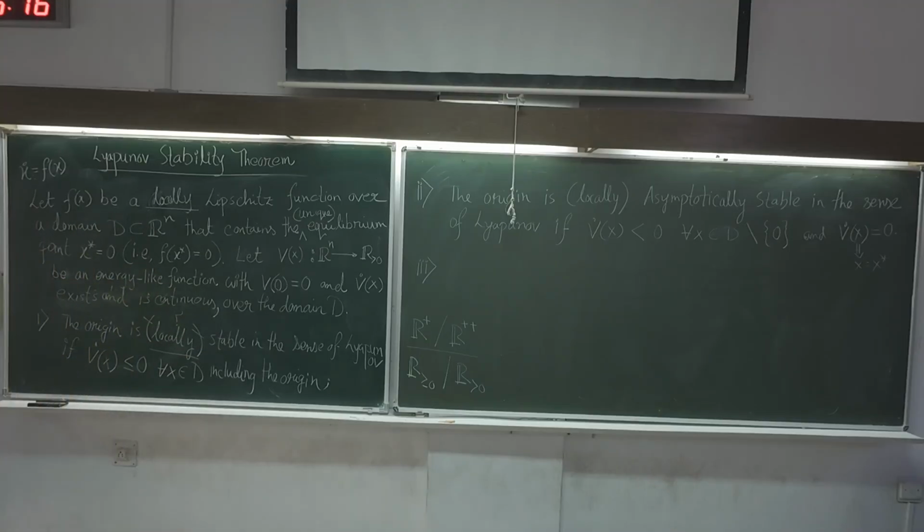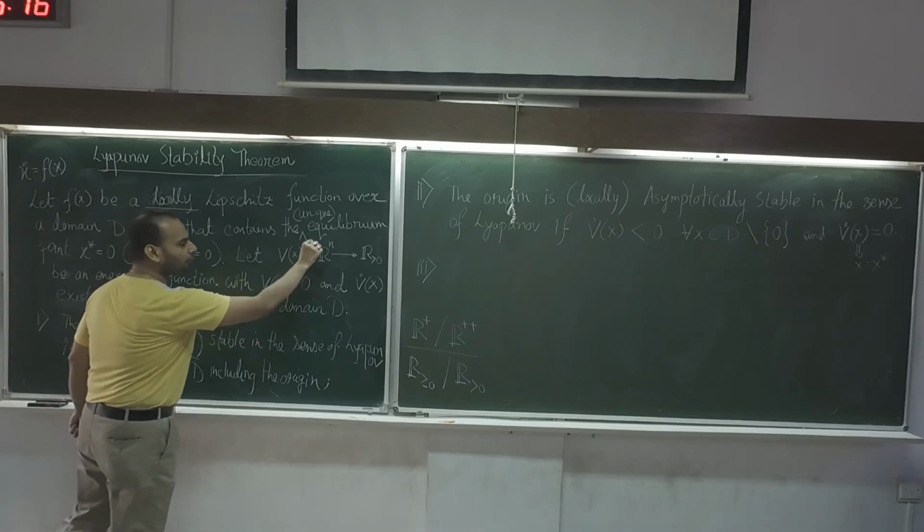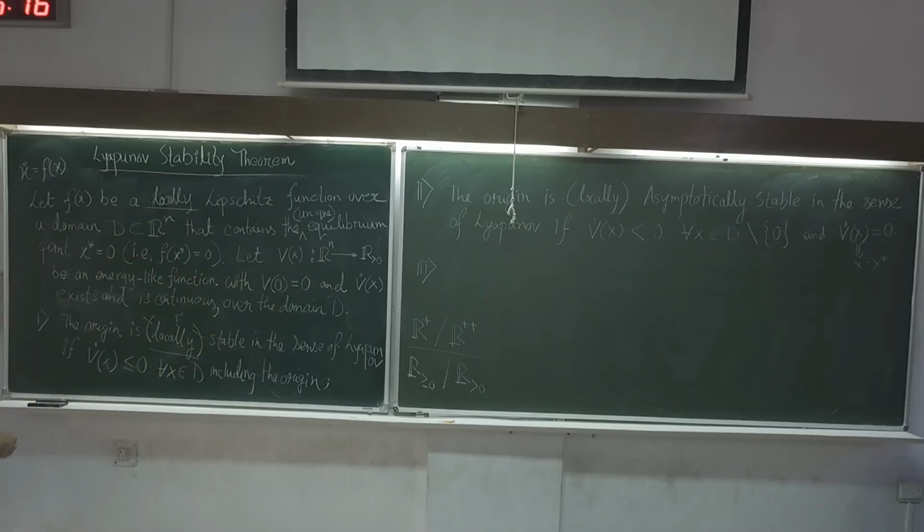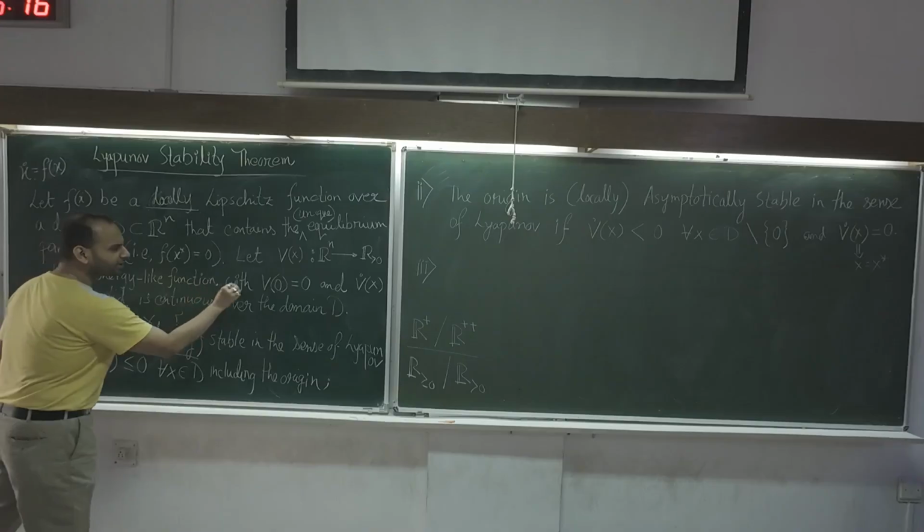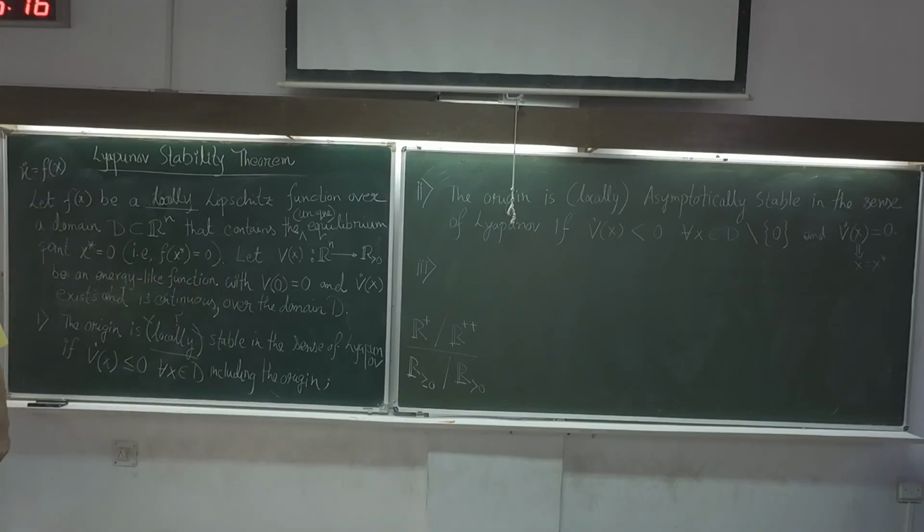Please try to understand. Once again I read out: let V of x from R into R greater than 0 be an energy-like function with V of 0 equals to 0 and V dot of x exists and is continuous, comma, over the entire domain D. Right?